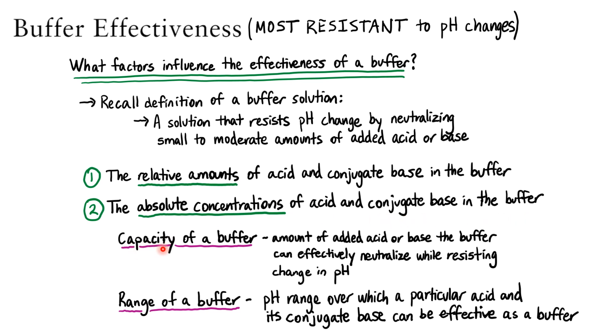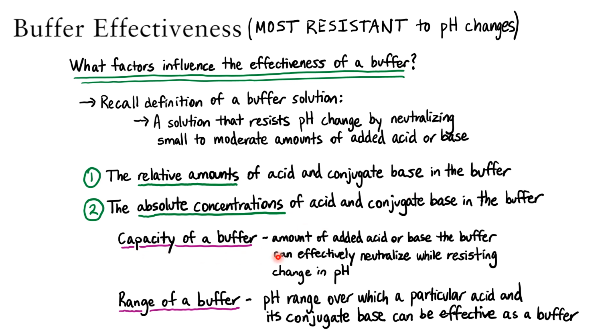We talked about these terms as well, capacity of a buffer, right? That's the amount of added acid or base the buffer can effectively neutralize, right? So this acid and base is not the same thing as the acid and base in the buffer. Don't get that mixed up, okay? A buffer has a weak acid and its conjugate base, right? That's what a buffer is made of.